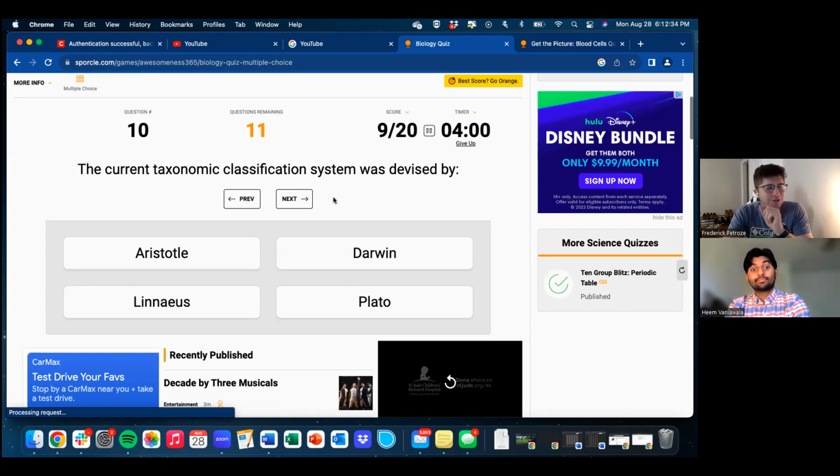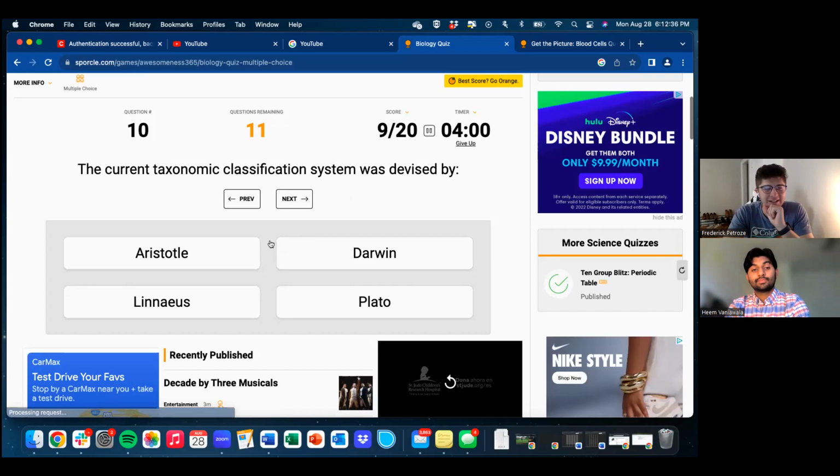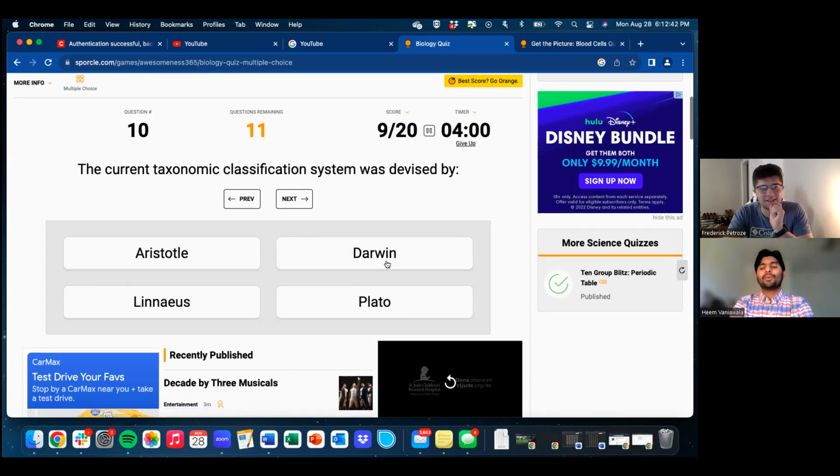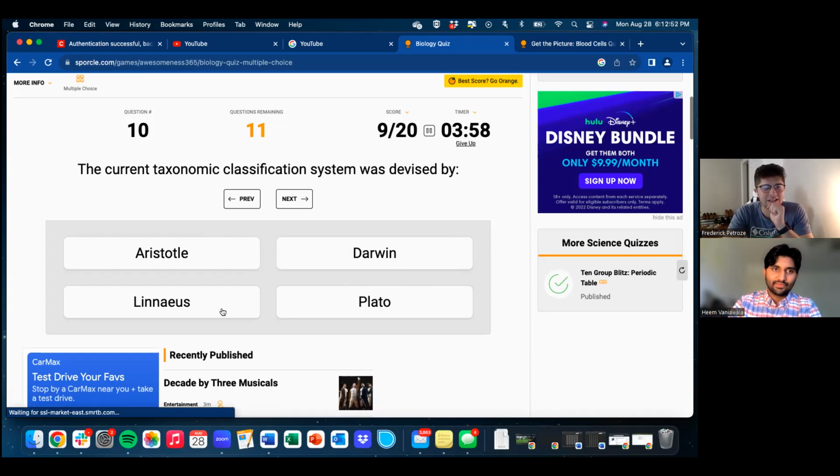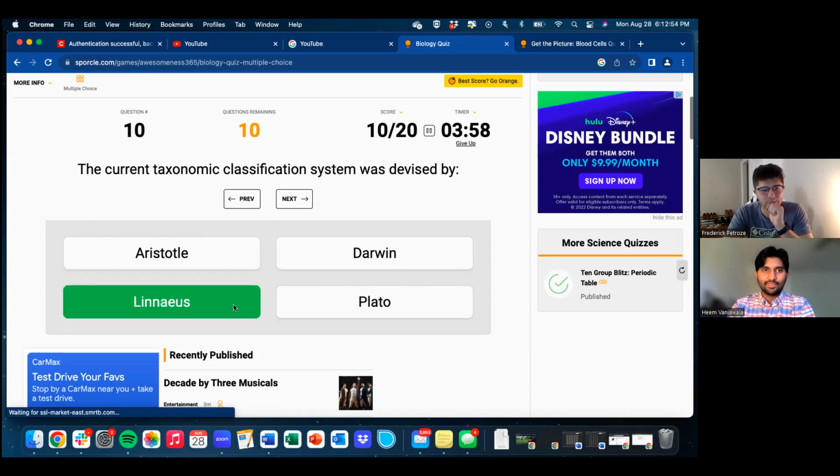Okay. The current taxonomic classification system was devised by. Oh, this is a trick question. It's not Aristotle or Plato. It's Darwin, I don't think so. It has to be Linnaeus. Isn't it Carl Linnaeus? He's Swedish, I think. But that's the answer. Man, my computer's struggling right now. Let's go.